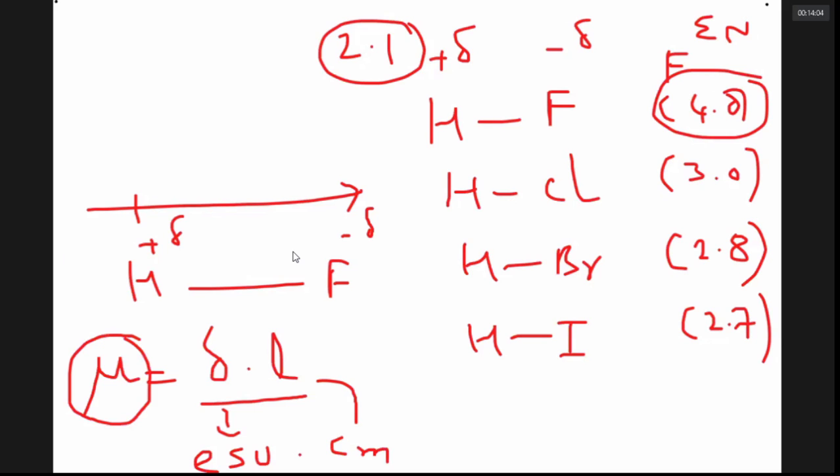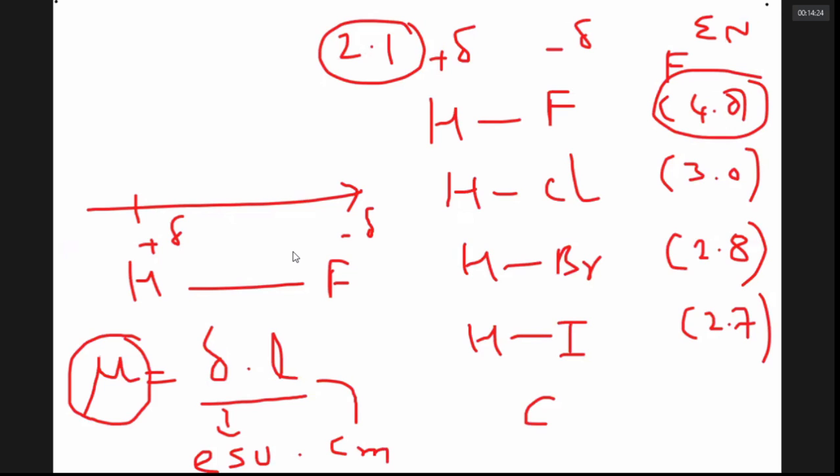What is the modern unit of charge, sir? Coulomb. What is the modern unit of length, bond length? Picometer? Meter. Meter is the SI unit.